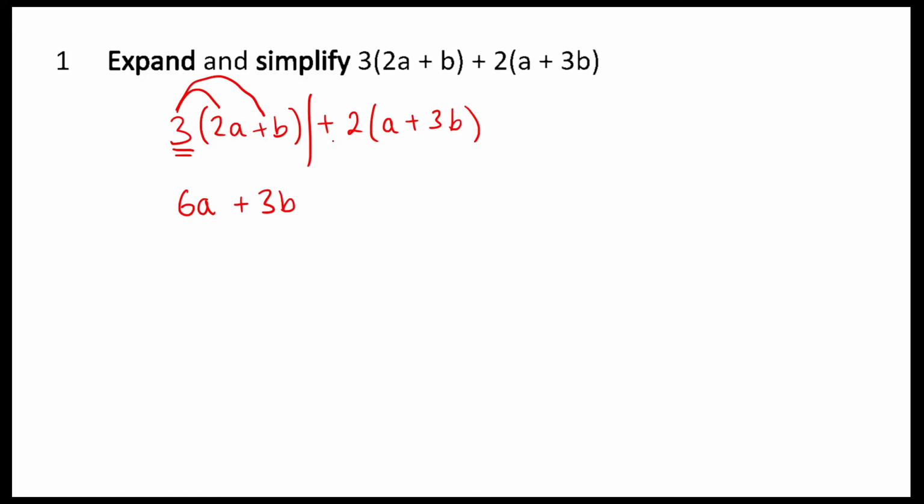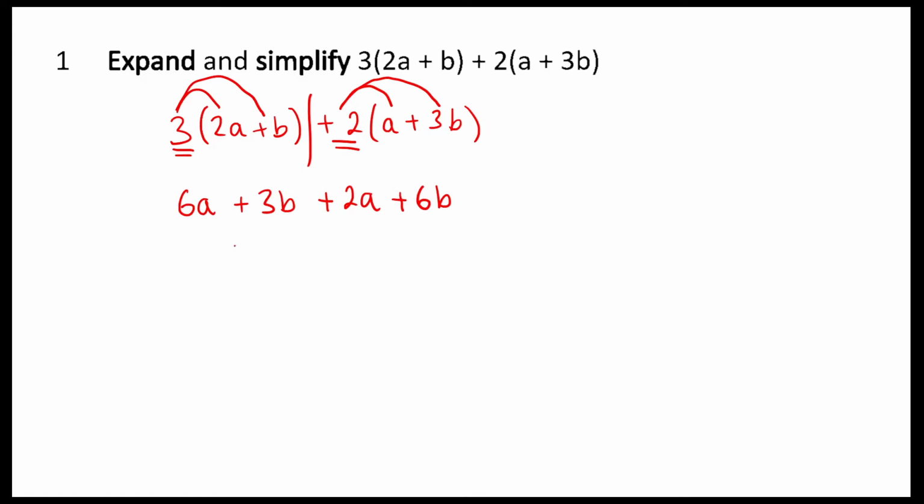If I look on the right hand side, I have a positive 2. This sign just here being positive is really important because it will impact my answer. Because it's positive 2, I'm going to do positive 2 times a, which gives me positive 2a, and also positive 2 times positive 3b, which gives me positive 6b. Again, be really careful. If this is a negative sign, it will obviously change your answer.